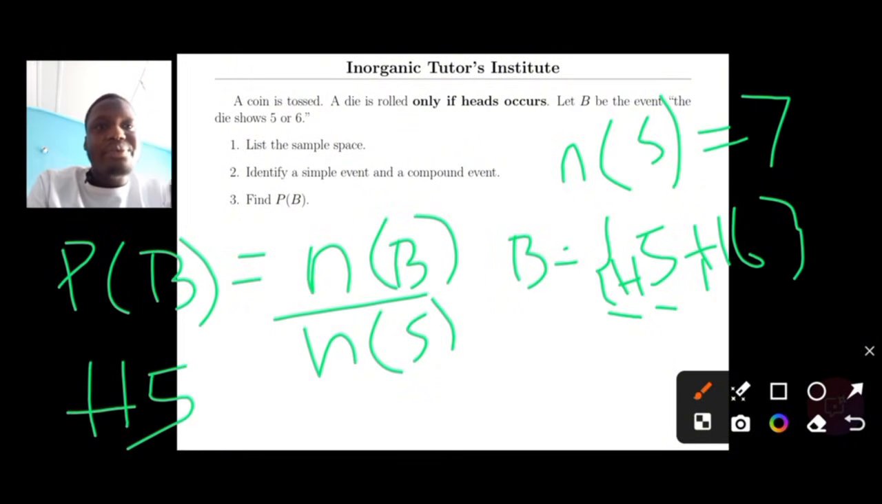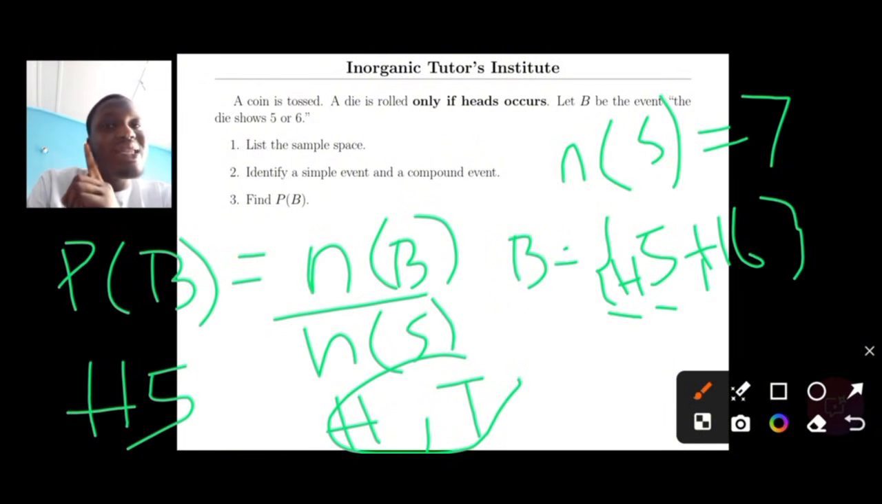So in a case where either you get head or you get a tail, you still roll the die. That one, the question will specify that B is the event of getting a head and a 5, or getting a tail and a 5. But once head is the only way, it might decide not to even mention the head. Just say 5. And you should know that to get a 5, you have to get a head before.